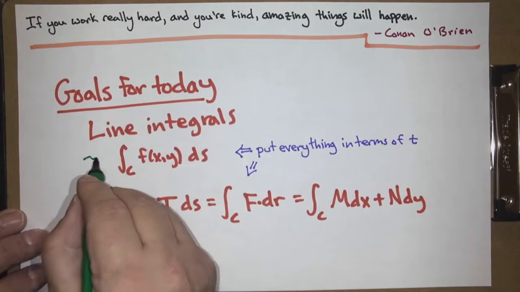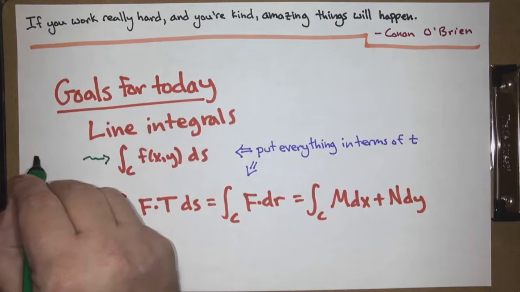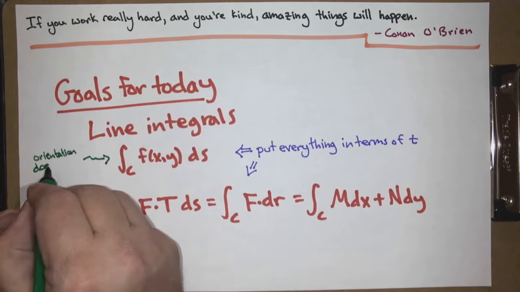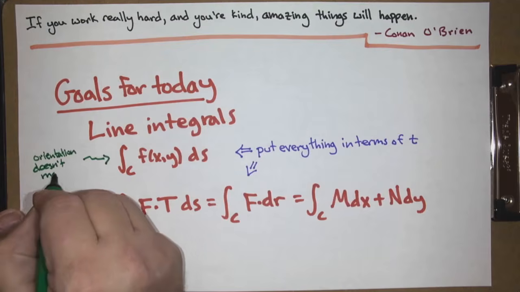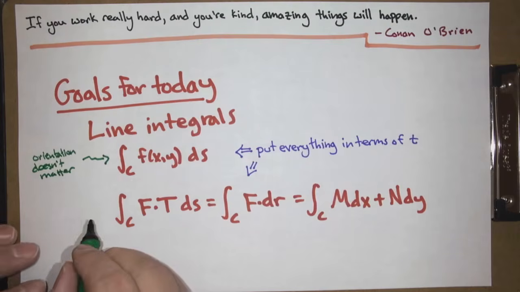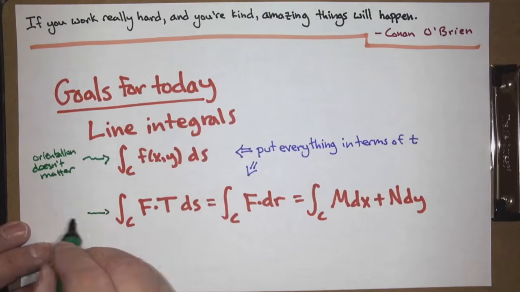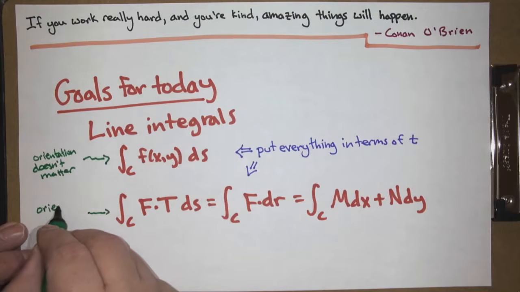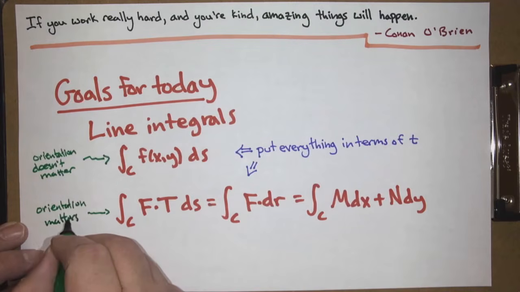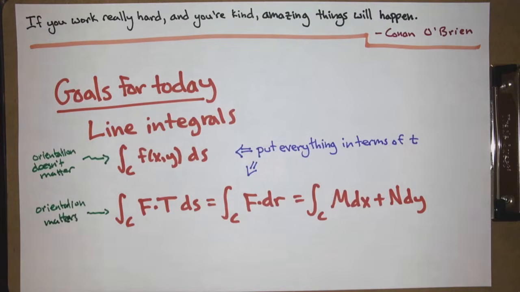In the first version here, orientation doesn't matter. In other words, I don't care which way I move along the curve. I just care what the curve is. So I don't care, do I travel left to right or right to left? Doesn't matter. In the second version of line integrals, orientation matters. And that is to say, if I travel in the opposite direction, I flip my sign.